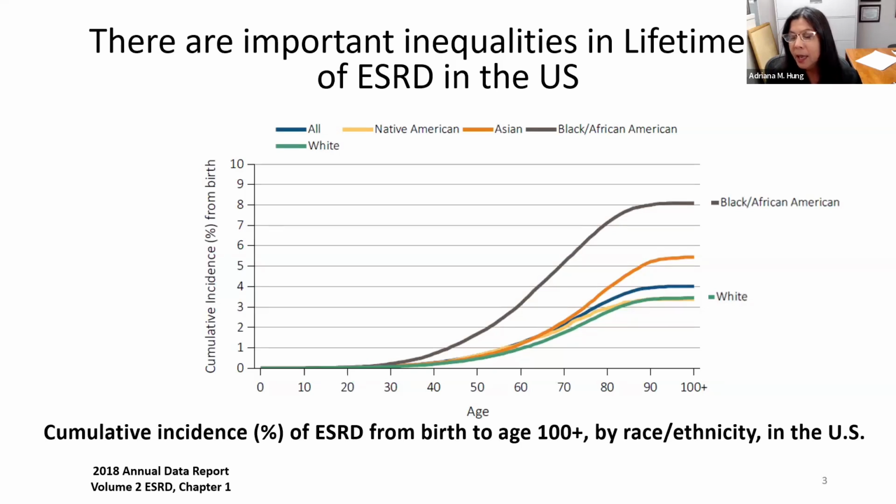So we're all very familiar with the fact that, at least in the US, individuals of African ancestry have an excess risk of ESRD. Their lifetime risk of ESRD is about 8% compared to 3.5% in individuals of European ancestry. And this particular slide is from the USRDS, the United States Renal Data System.